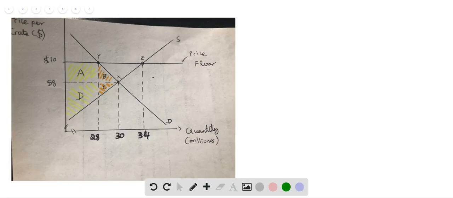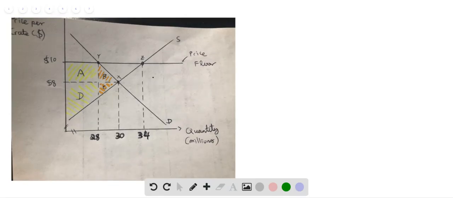At that point, suppliers will want to supply 34 million crates at $10 per crate, but consumers only demand 28 million crates at $10 per crate. And so there's naturally a surplus existing of 34 minus 28 million, which is 6 million crates.